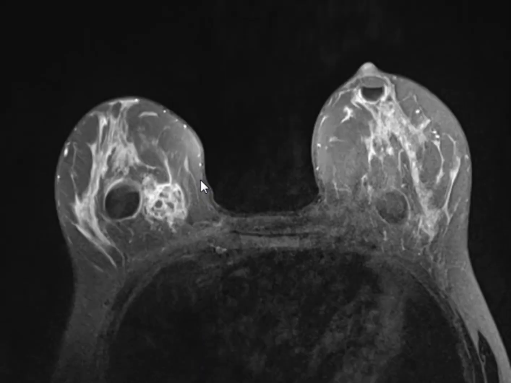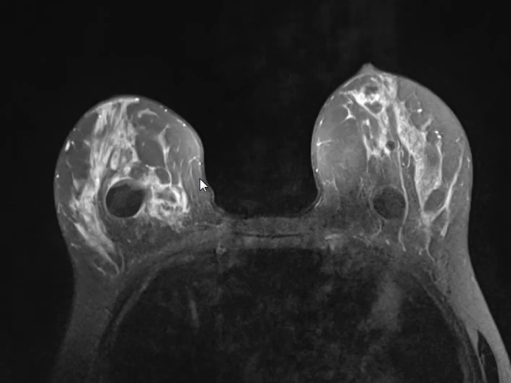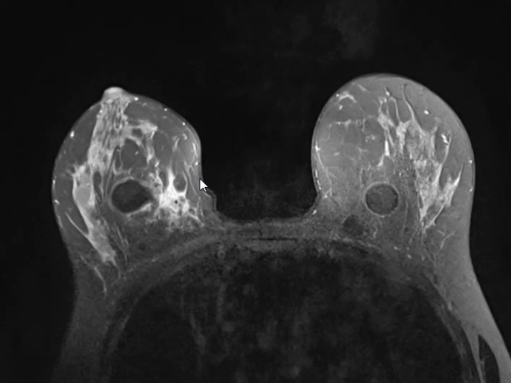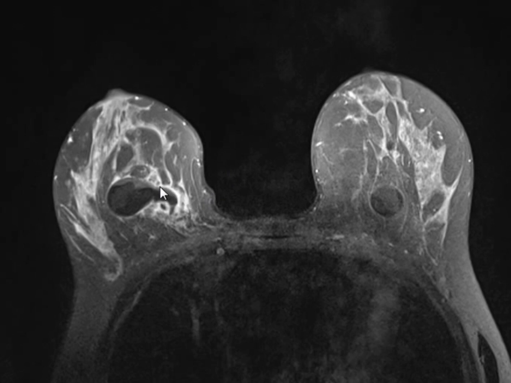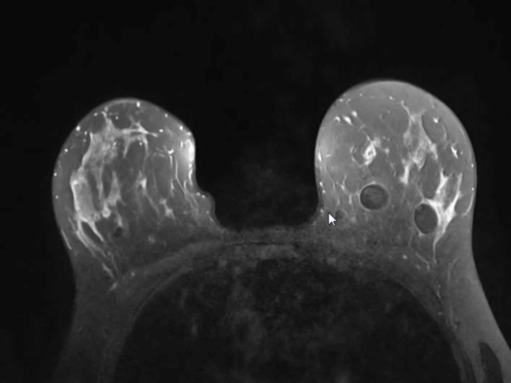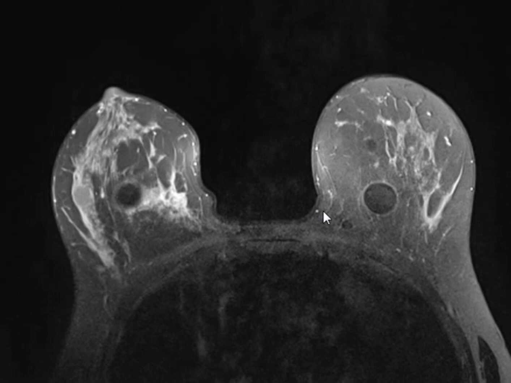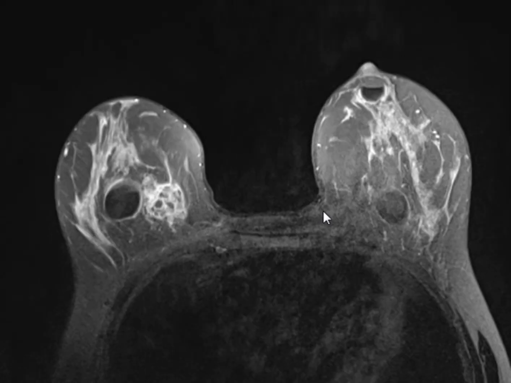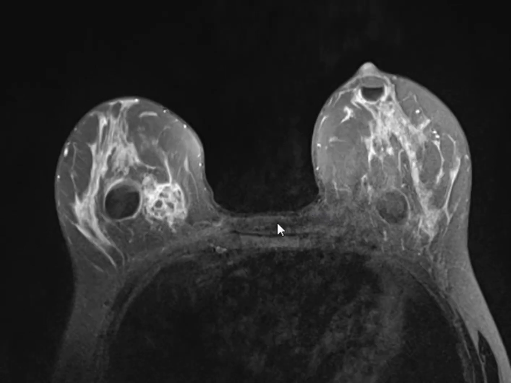So what do we see here? Multiple, rounded, well-defined, hypo-intense lesions or masses bilaterally in the breast. Nice. Do they show significant post contrast enhancement? No. Good.